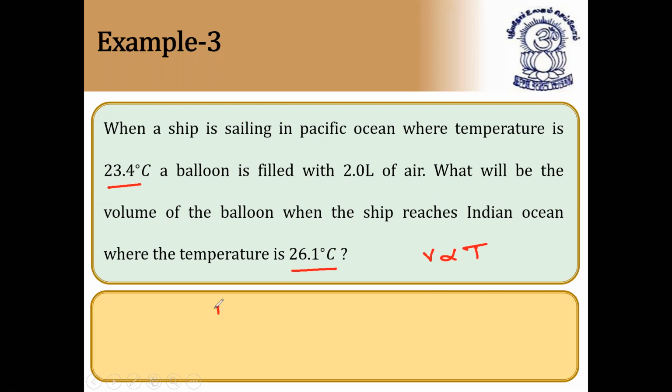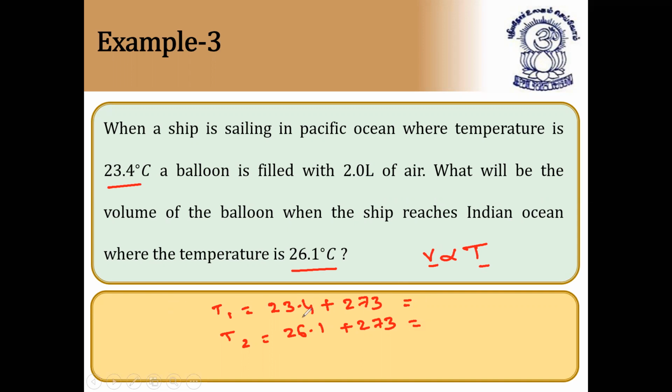So T1 is equal to 23.4 plus 273, and T2 is equal to 26.1 plus 273. We have to compulsorily convert because the volume is proportional to absolute temperature. So definitely we have to change the given temperature in degrees C to Kelvin temperature. Then only you'll get the correct answers.